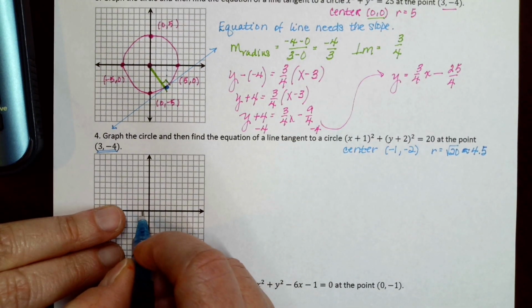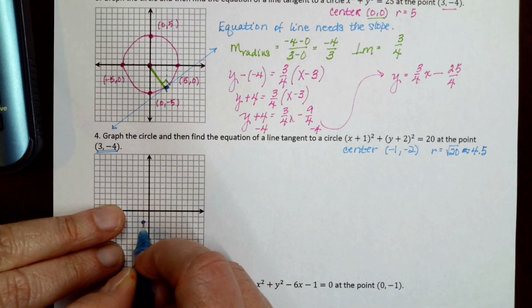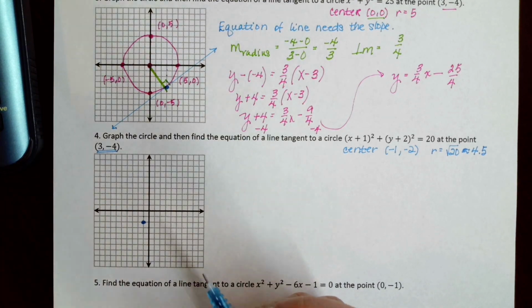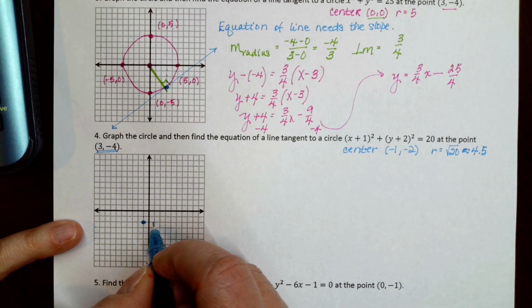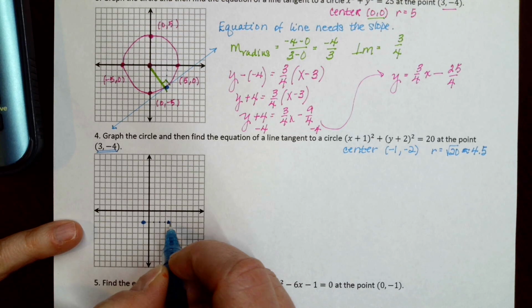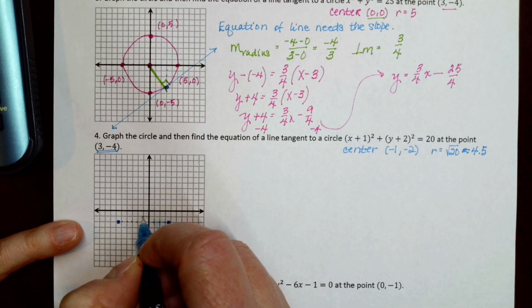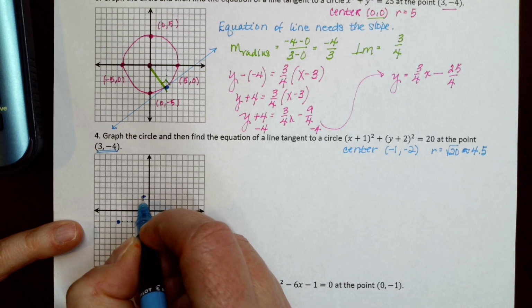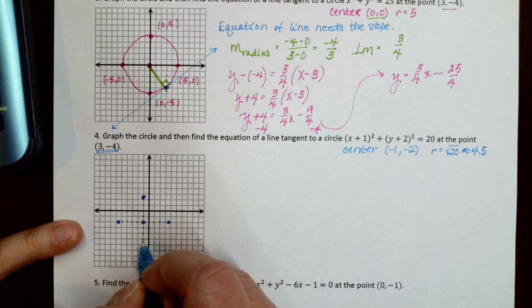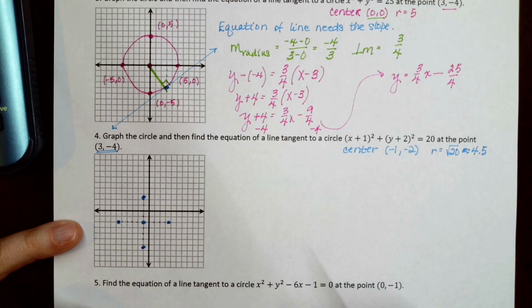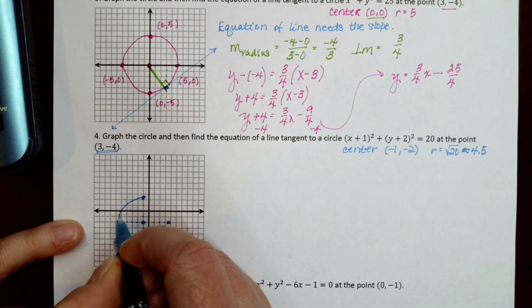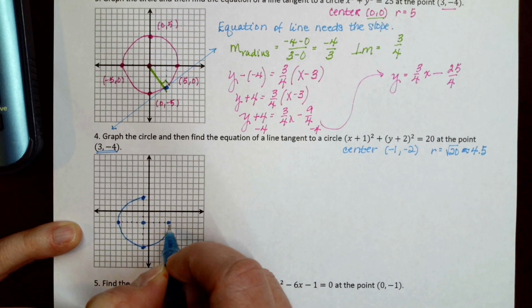All right, so my center, -1, -2 would be right about here. Okay, and we're going to go out about 4.5. 1, 2, 3, 4, so ish. 1, 2, 3, 4 ish. So give or take, there's my circle. Again, something round-ish that goes through those points.